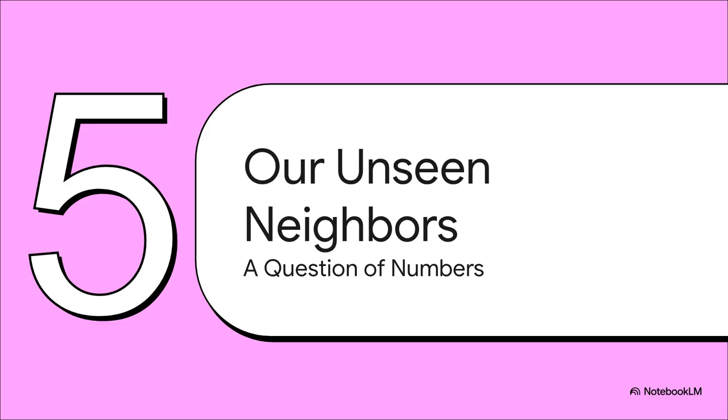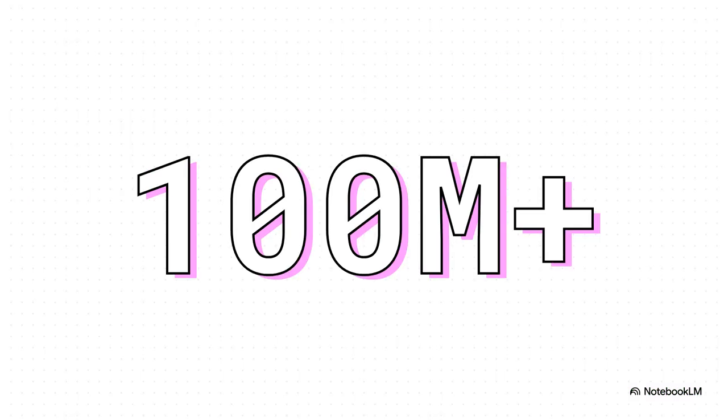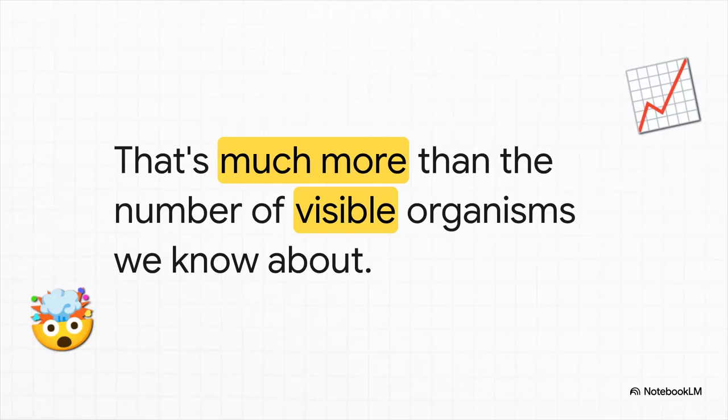Okay, let's head into our final section, because I want to leave you with something that shows just how massive this invisible world truly is. Just look at that number for a second. 100 million. Scientists think there are over 100 million different types of microscopic organisms on Earth. That's just mind-blowing. And to put that into perspective, that number is way, way bigger than all the visible plants and animals combined.